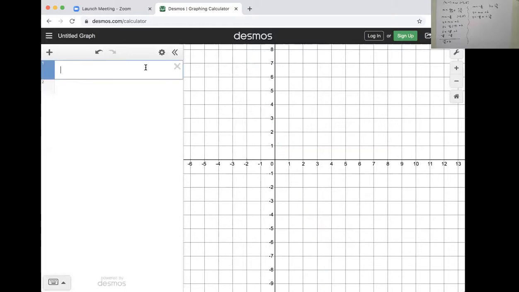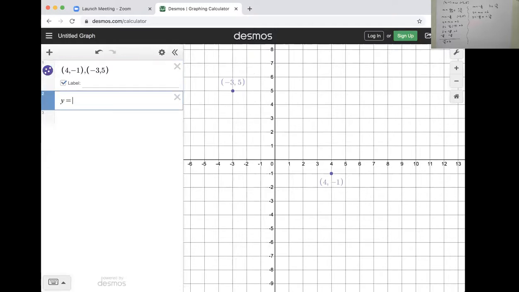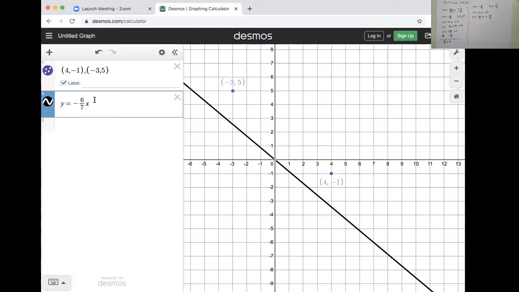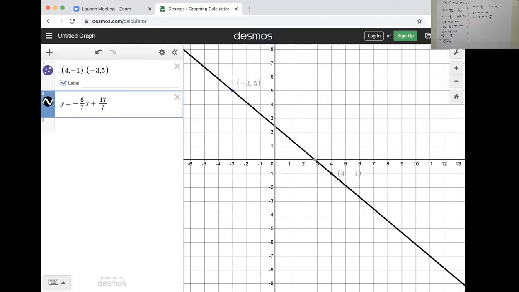So the 2 points we have are 4, -1 and -3, 5. And we'll label those so we can see them nicely. And then we're going to ask, does y equal -6 over 7x plus 17/7? Does it intersect both of those points? And it sure looks like it does. So we feel pretty good about that.